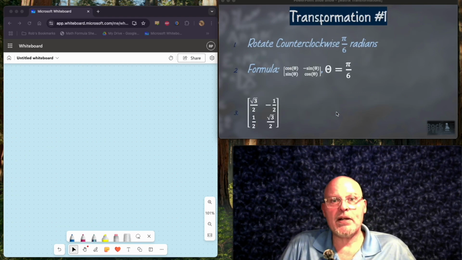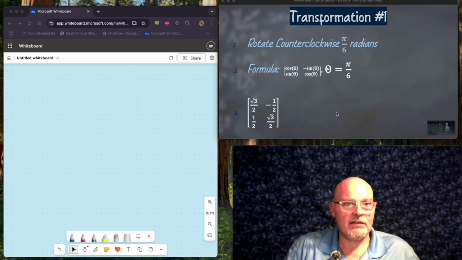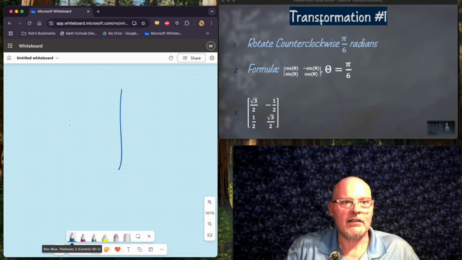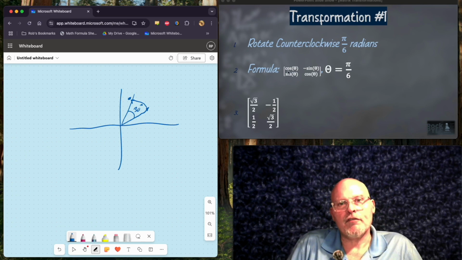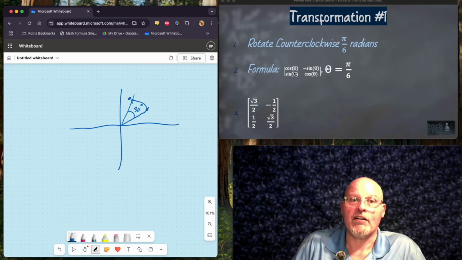All right, so transformation number 1, we want to rotate counterclockwise pi over 6 radians. So if we start at a point here, we're going to rotate by pi over 6, or 30 degrees. The generic formula for doing that is you apply the matrix cosine, negative sine, sine, and cosine for a counterclockwise rotation of theta.